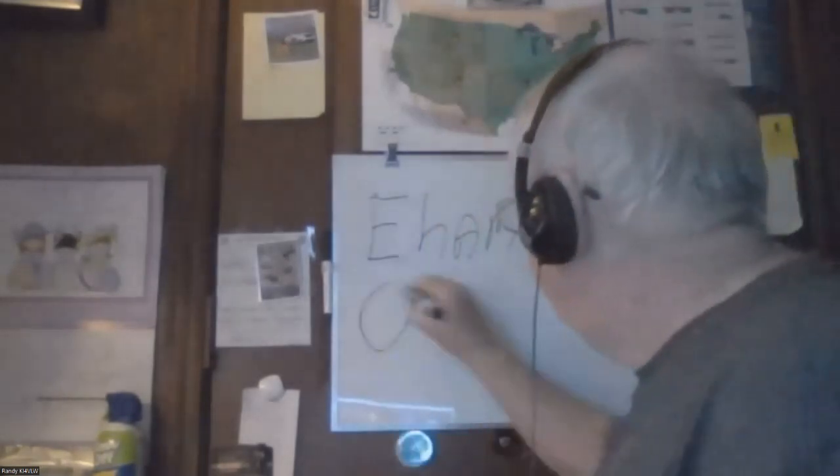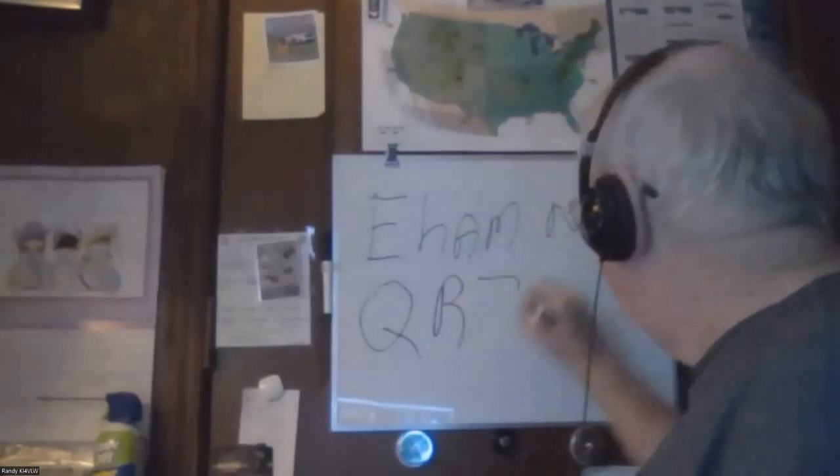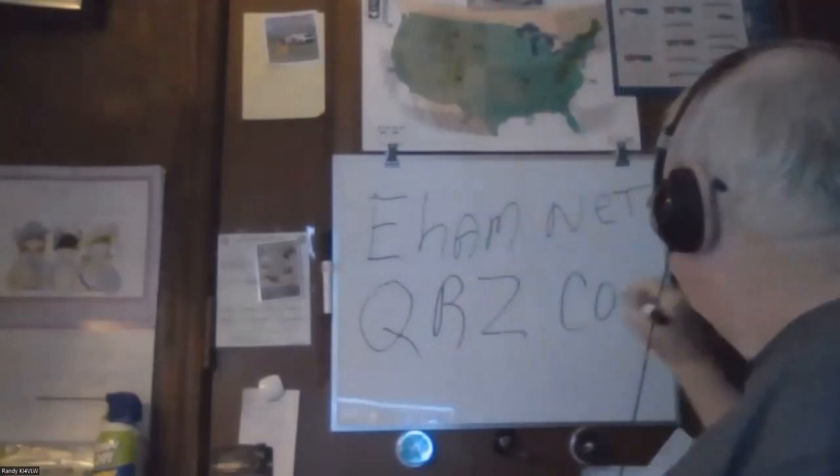The other one is QRZ.com. Basically, you can look up hams in the top left-hand corner search function, put in their call sign or their name, and it gives you information about that particular ham. You get some information if you're not a member, but it's very limited. But if you're a member, and again this is free, it'll give you a lot more information.